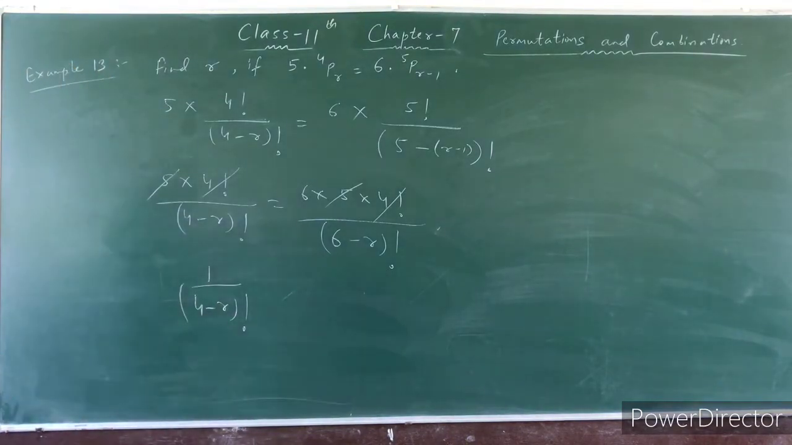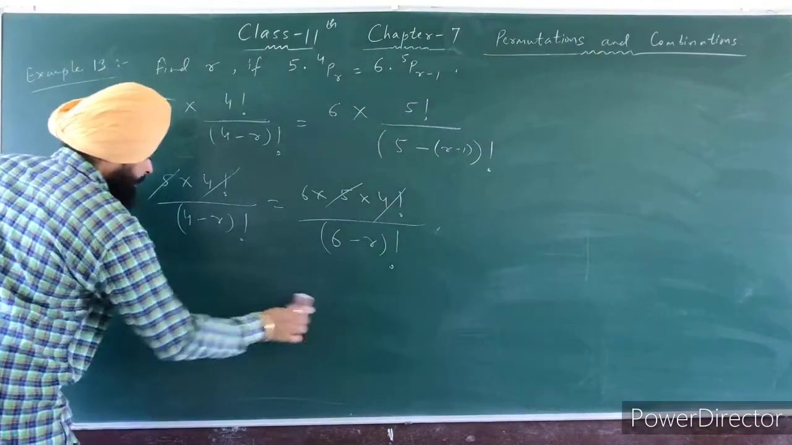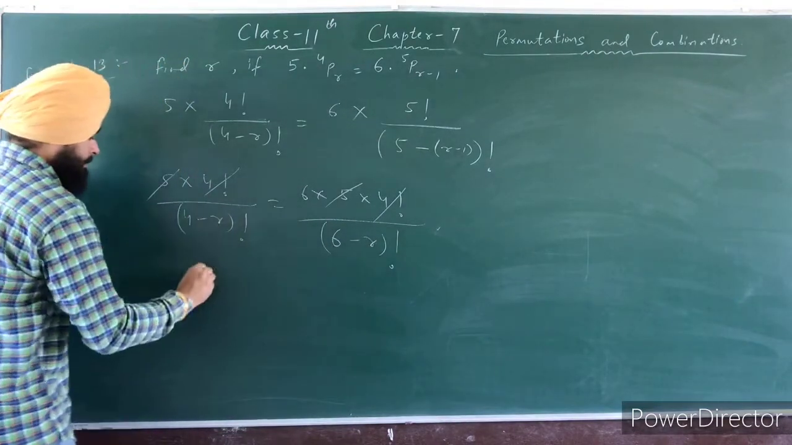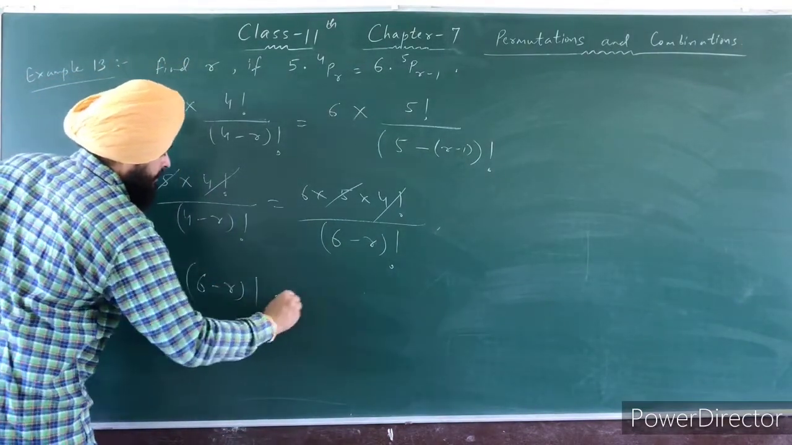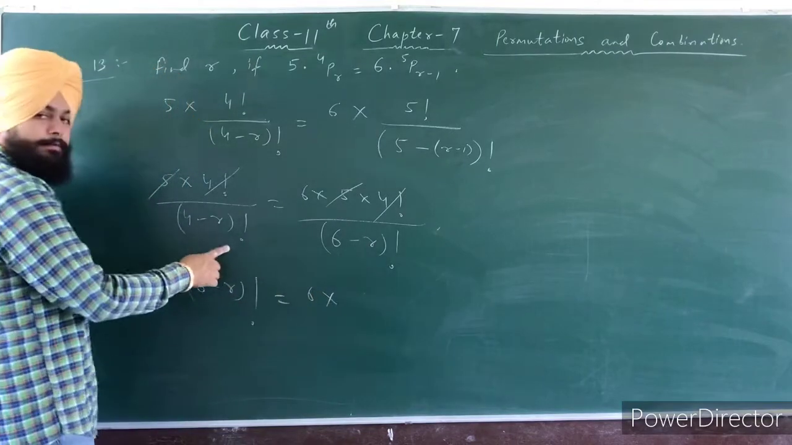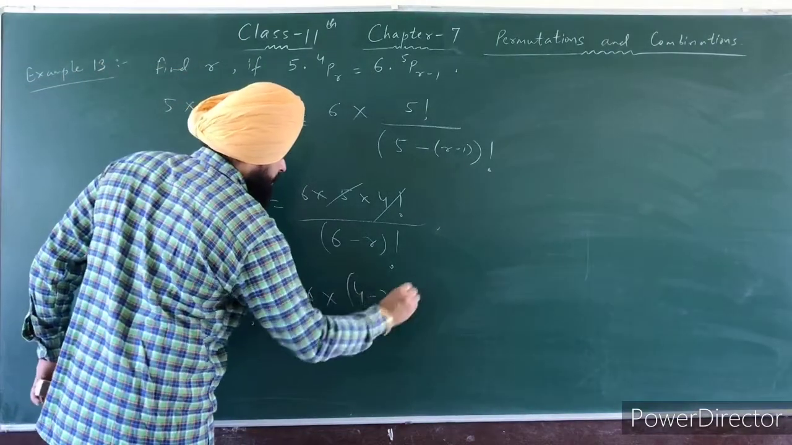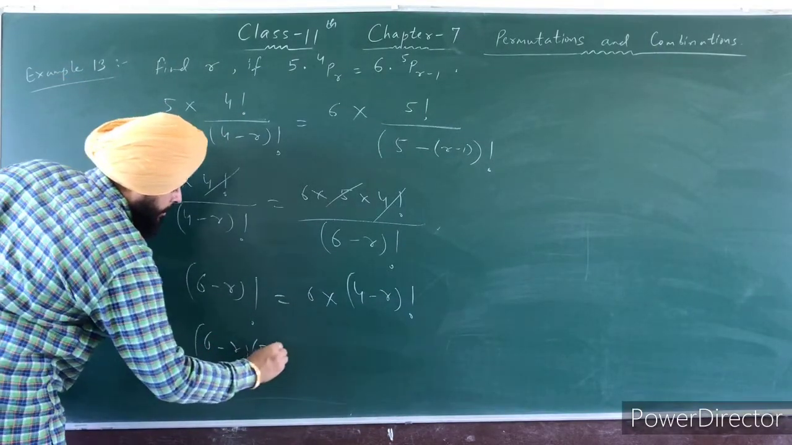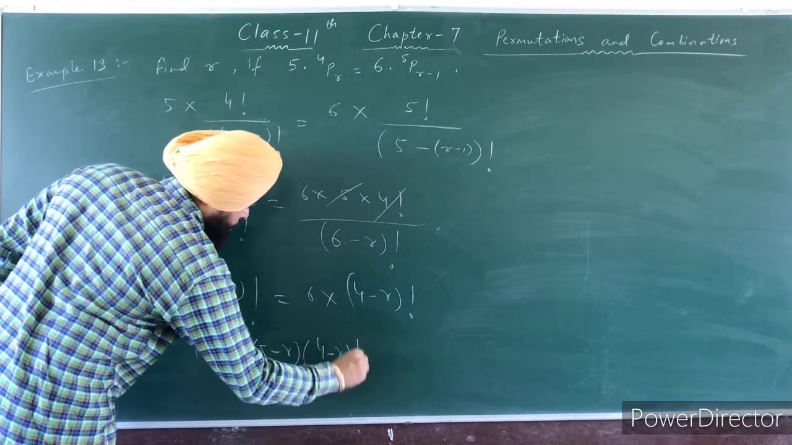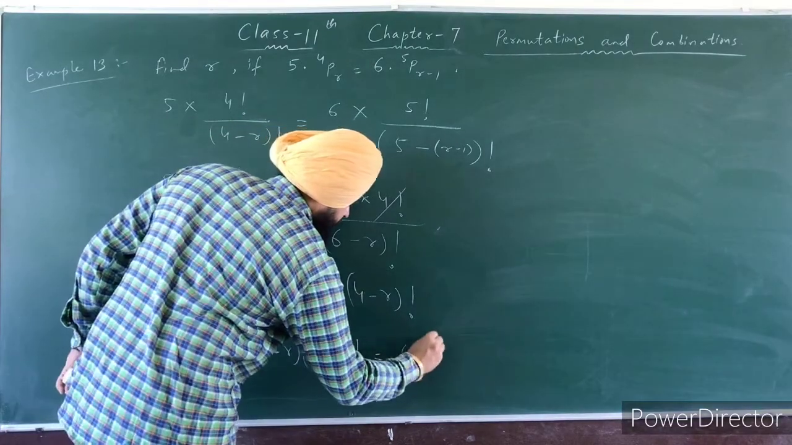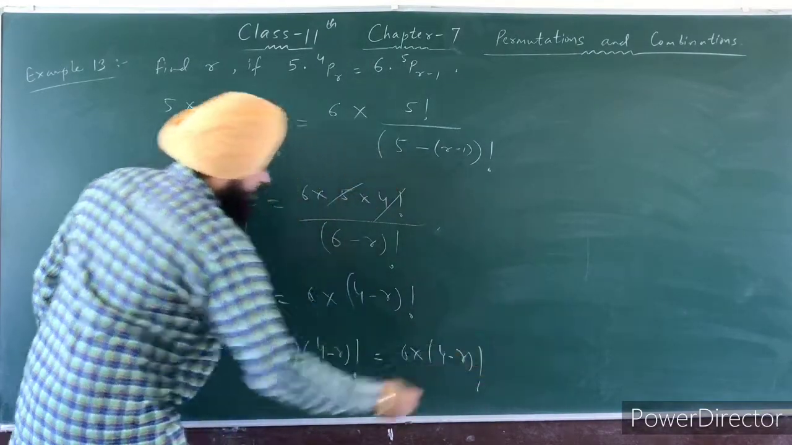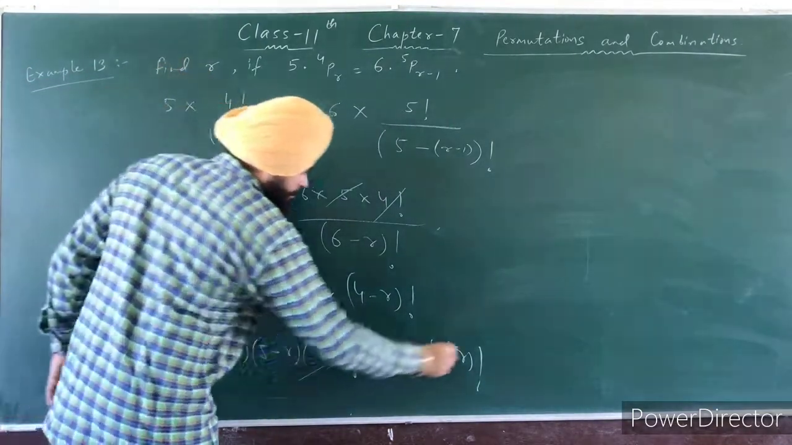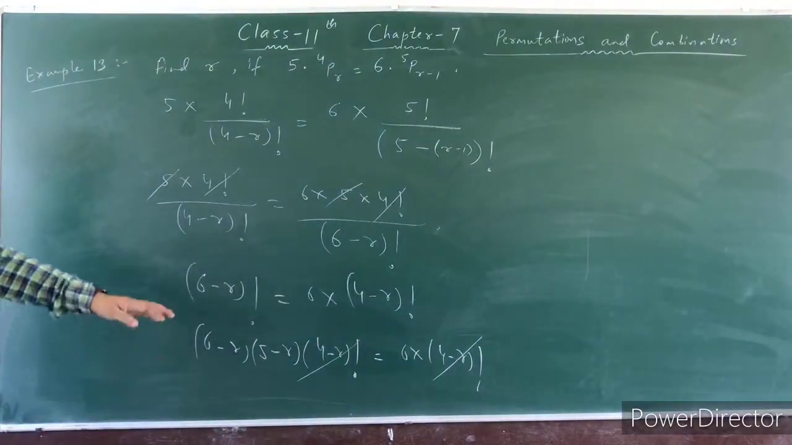You should do cross multiply first, after that expand. So (6 minus r) factorial into 1, (6 minus r) factorial is equal to 6 multiply (4 minus r) factorial. Now (6 minus r) factorial is (6 minus r)(5 minus r)(4 minus r) factorial. Clear students? Now from both the left hand side and right hand side, this (4 minus r) factorial is the same, so it should be cancelled.